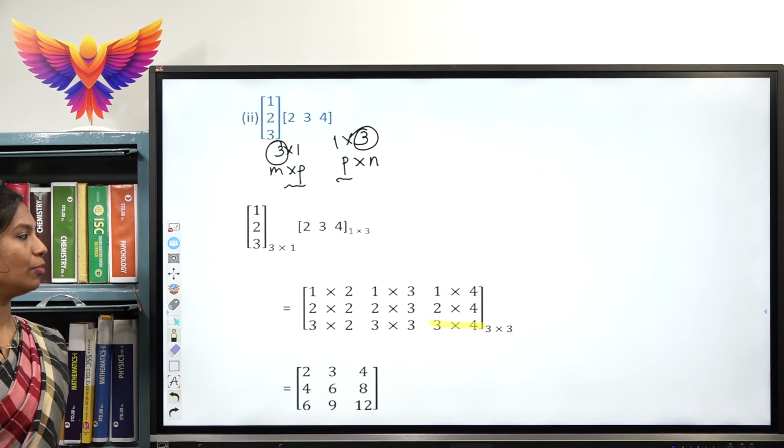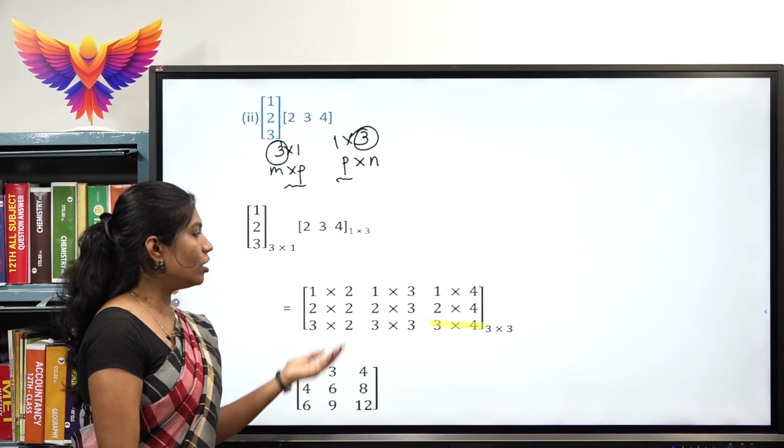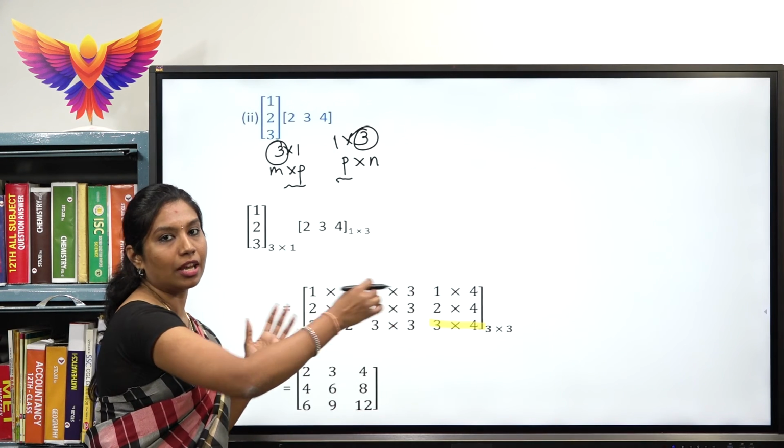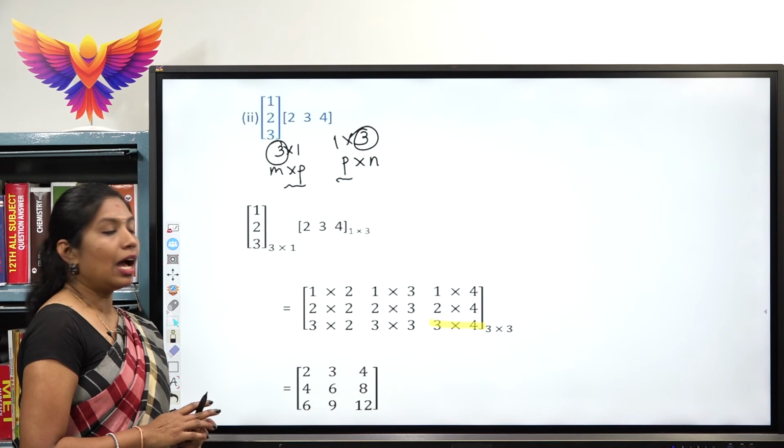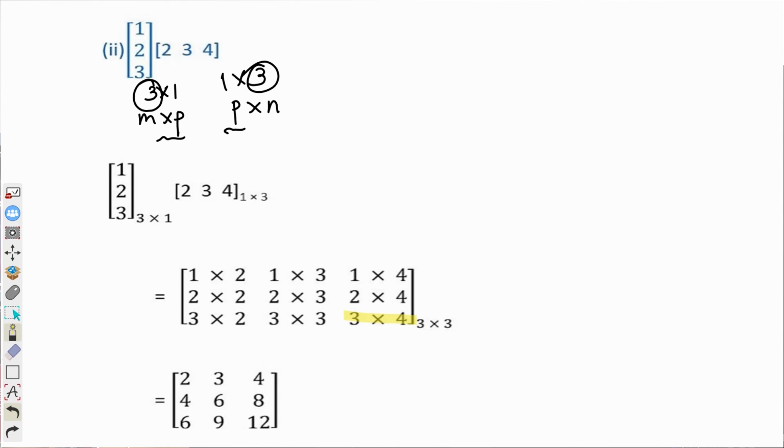So, this will give me, clearly you can look into this, I have got a set of 3 cross 3 elements here. We have got all the elements of a 3 cross 3 matrix here. I will be getting a 3 cross 3 matrix. We need to simplify this further.